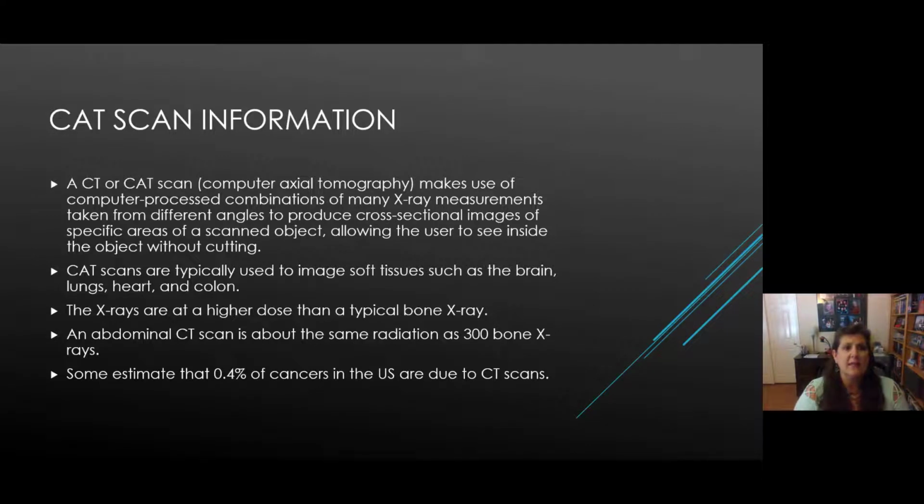CAT scans or CT scans. Computer axial tomography is what that stands for. These use a computer to process combinations of many x-ray measurements taken from different angles to produce cross-section images of a specific area of the scanned object. It basically allows you to see inside the object without cutting. CAT scans are very useful, and they're typically used to image soft tissues such as the brain, lungs, heart, and colon. These x-rays, however, are at a higher dose than a typical bone x-ray, so you need to have a good reason to have a CAT scan.